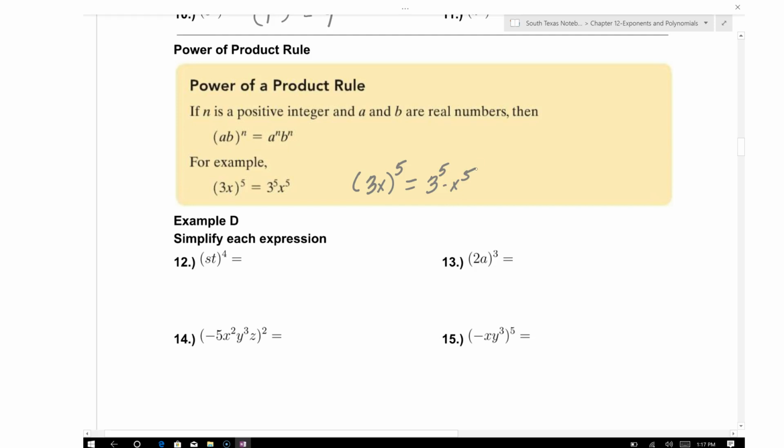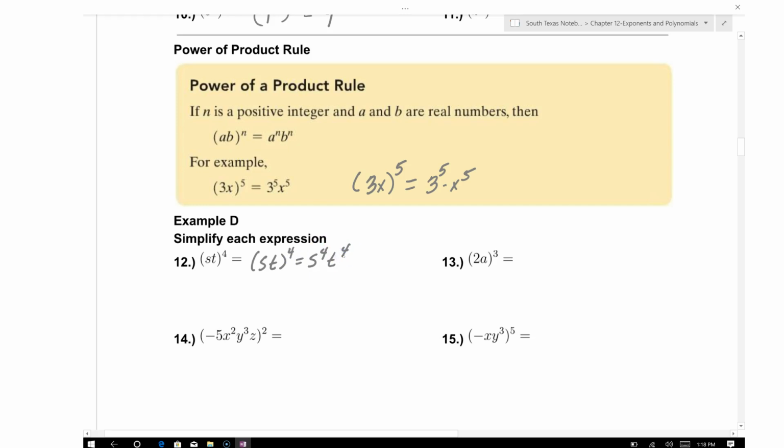Okay, and you notice we kind of separated it. So if we look at 12, we have s times t, that's in parentheses. Raised to the 4th will be s to the 4th, t to the 4th.